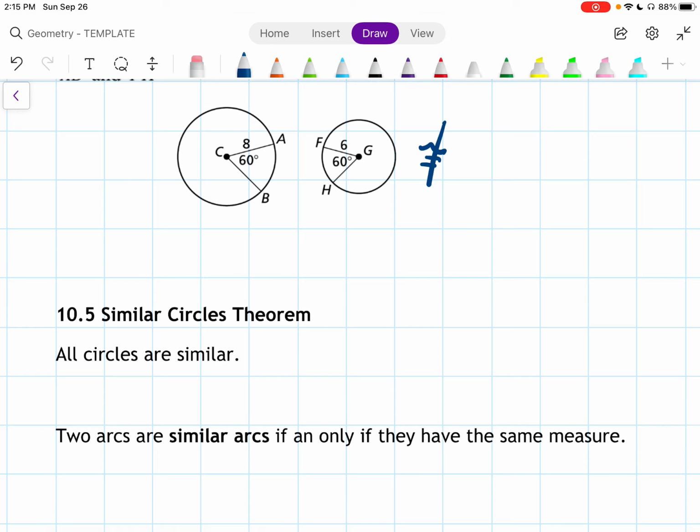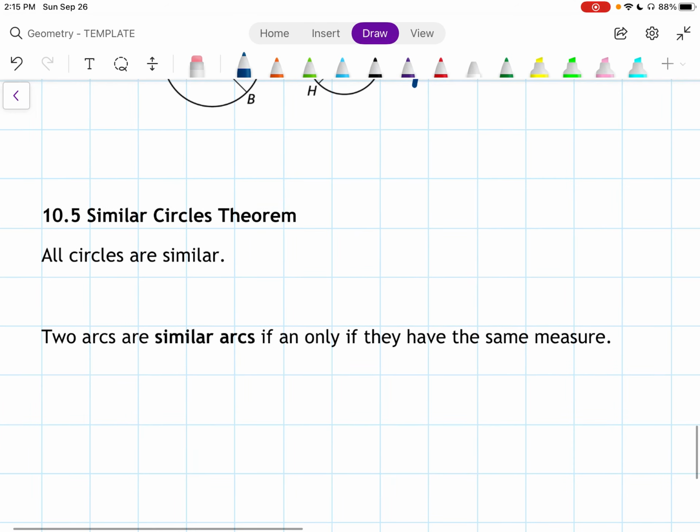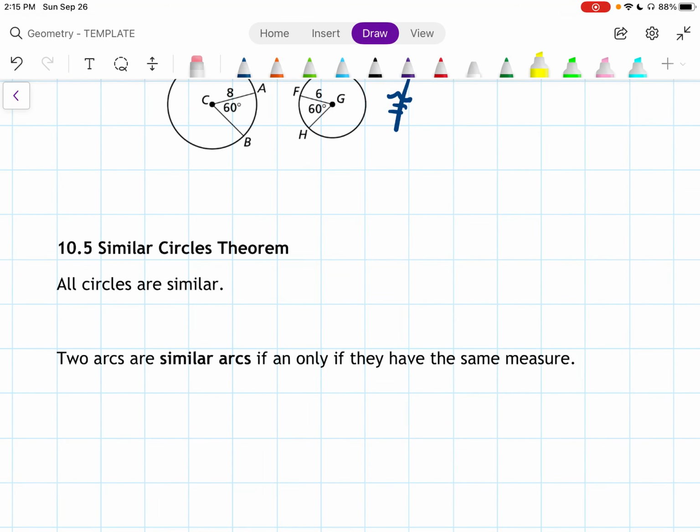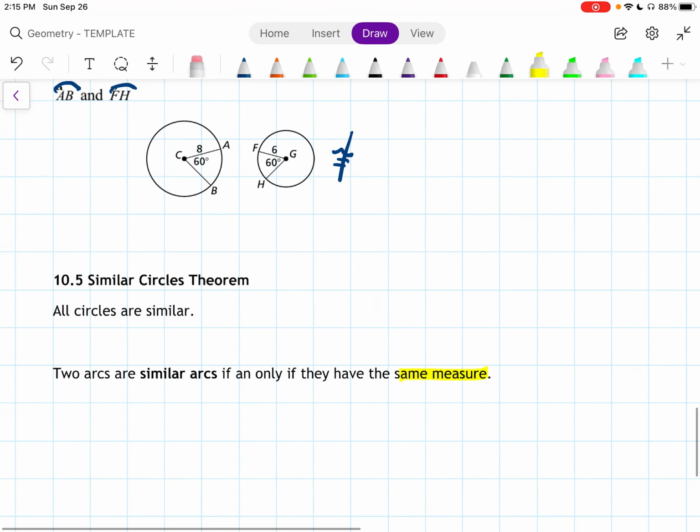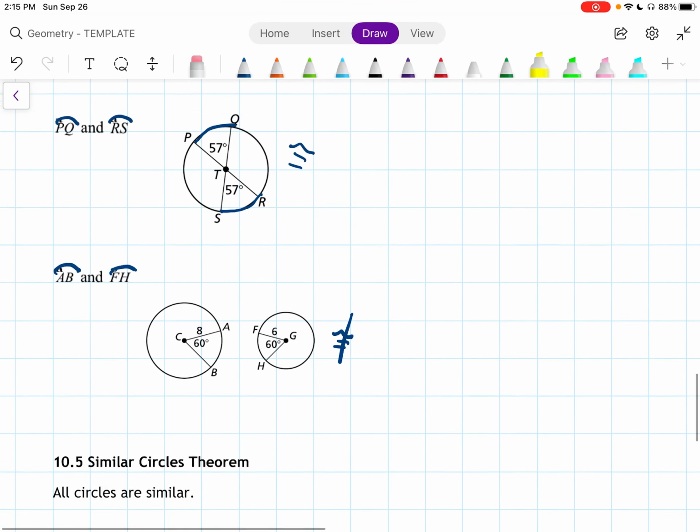10.5, all circles are similar, right? You could take any circle, and to get a different circle, you just shrink it or make it larger, right? You use dilation. And lastly, two arcs are called similar arcs if and only if they have the same measure. All right, that is it.